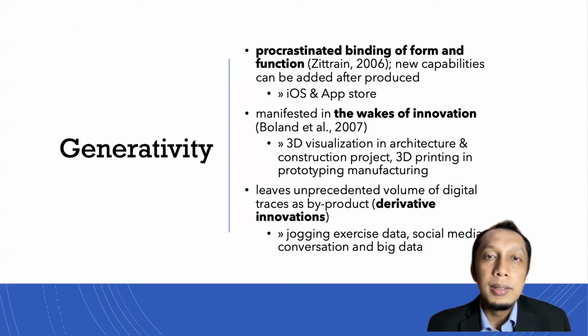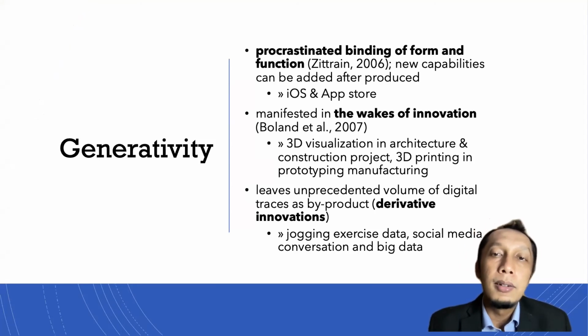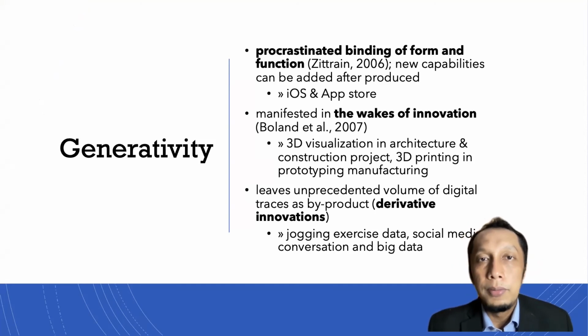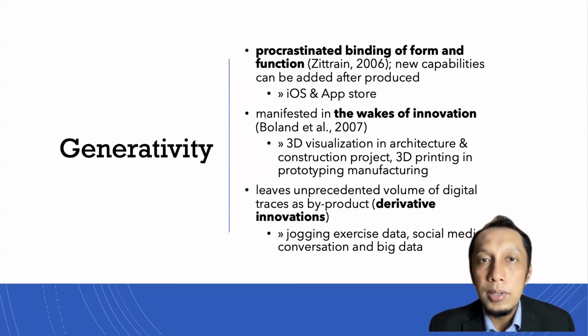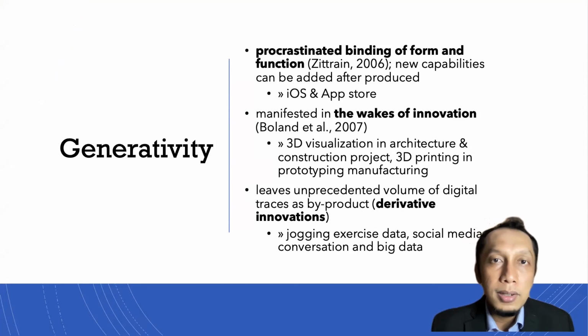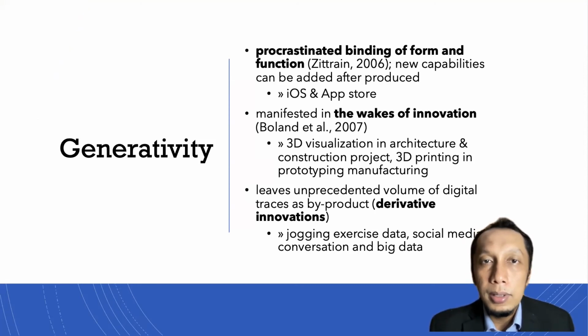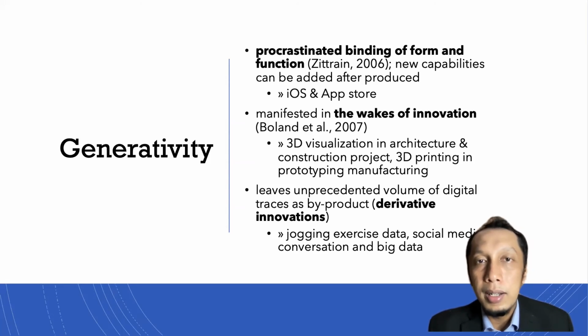Now, what is generativity? Generativity means procrastinated binding of form and function. For example, if you buy a mobile phone, then it is not a finished product because as soon as you get your mobile phone, you can insert new capabilities. You can install new applications, you can change the theme, you can add music, and so on and so forth. Even though you already bought the product, new capabilities can be added after production, even a couple of years after you purchase that product. And it can manifest in the ways of innovation, like I mentioned earlier.